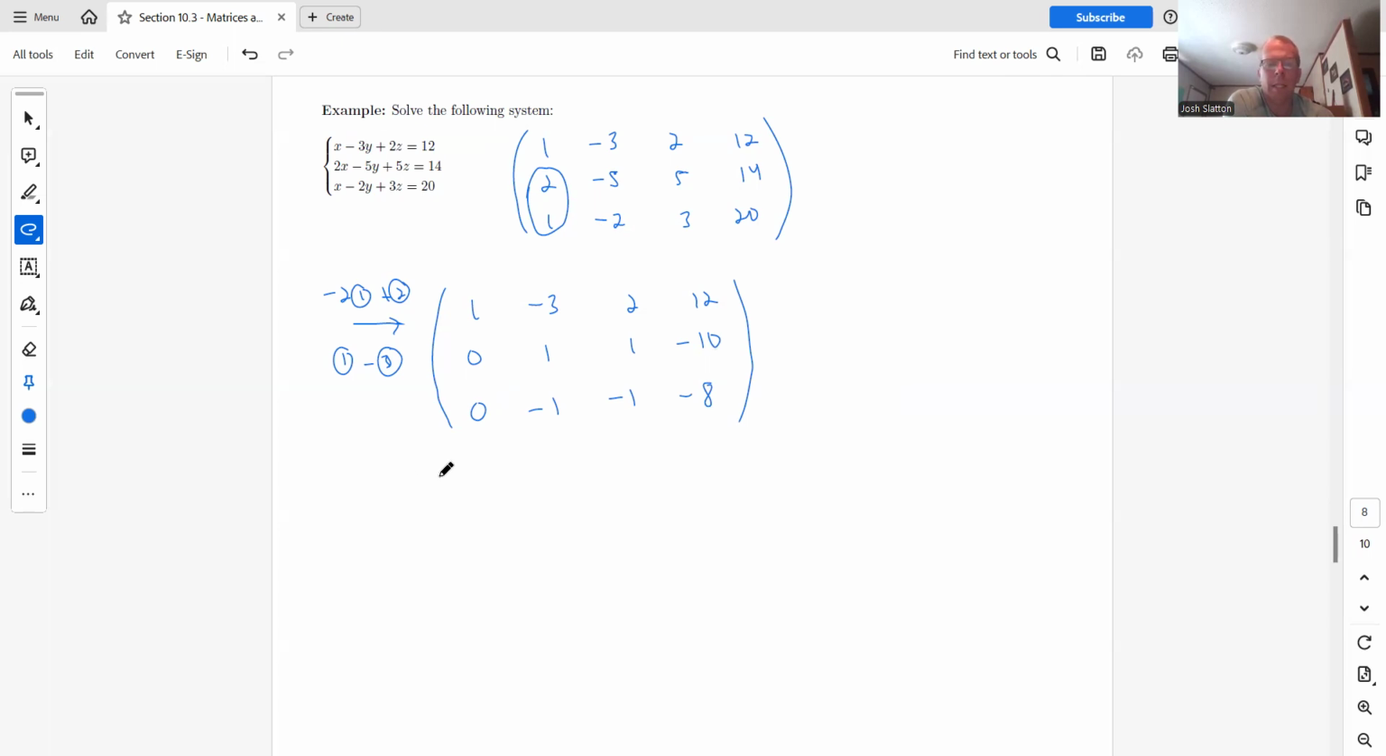All right. And then now we want to get a 0 here. And so we can just add row 2 and row 3. So let's copy rows 1 and 2, I'm not working with them right now, and just do row 2 plus row 3. And so it'd be 0, 0, 0, and then -10 minus 8 would be -18.